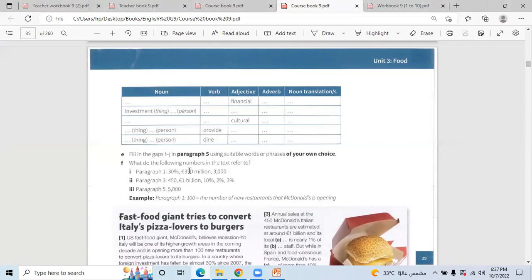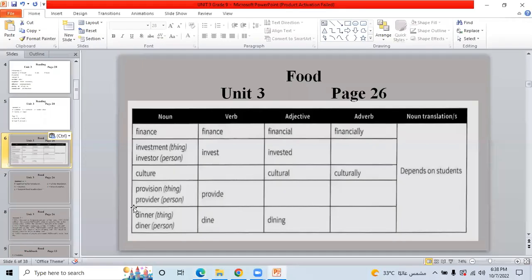E, then fill the gaps in paragraph 5, using suitable words or phrases of your own choice. It is up to you. Then, what do the following numbers in the text refer to? Paragraph 1: 30%, or 350 million euros, or 3,000. Paragraph 2 and 3, and so on. Let us see.